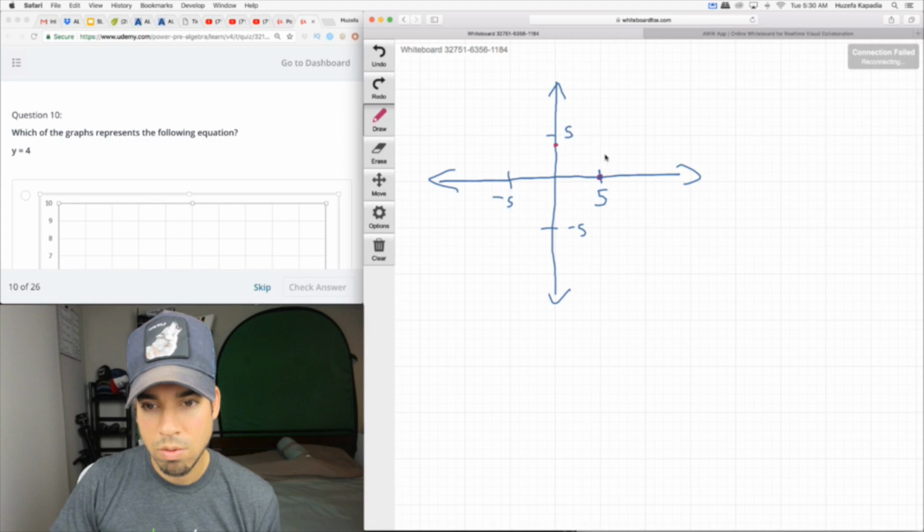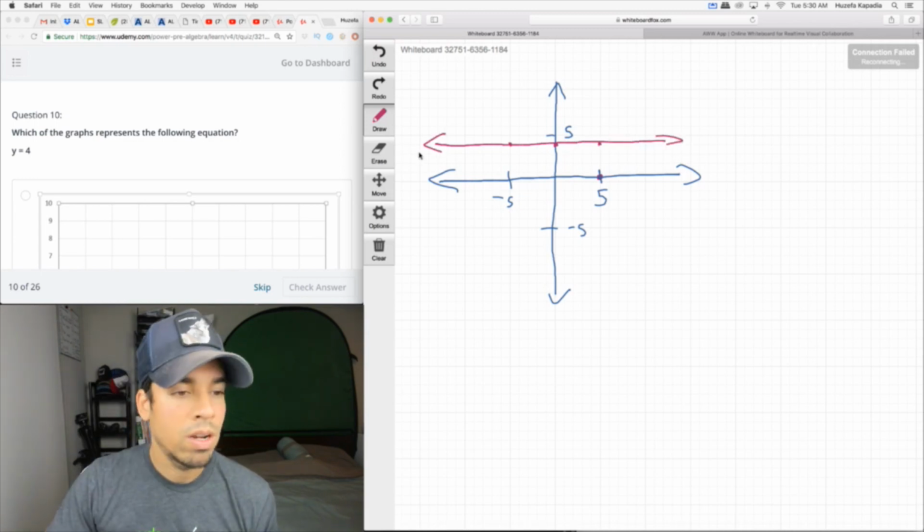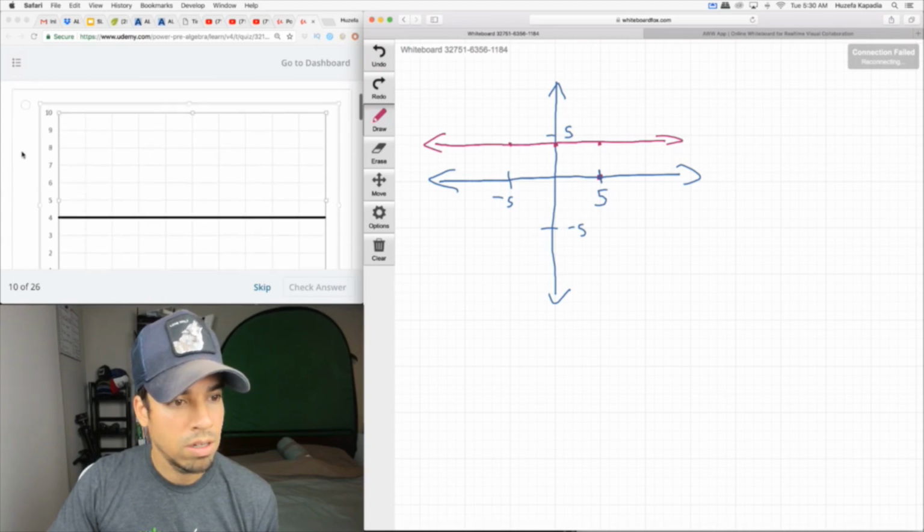Y equals 4. What happens when x equals 5? Y equals 4. Y equals 4, right? So y is always equaling 4. When y equals a number, now it's a horizontal line, right at 4. So let's see where it is. This is it right here.